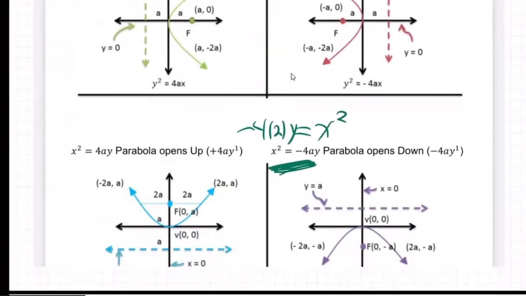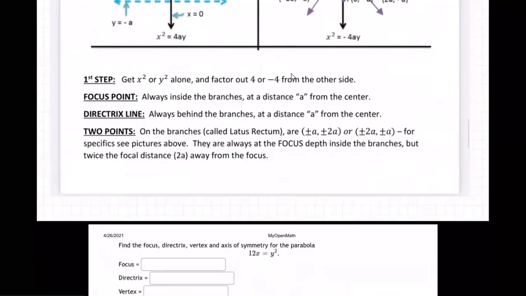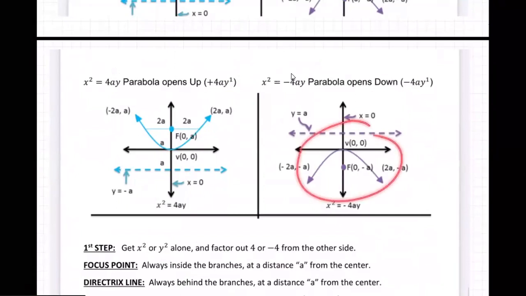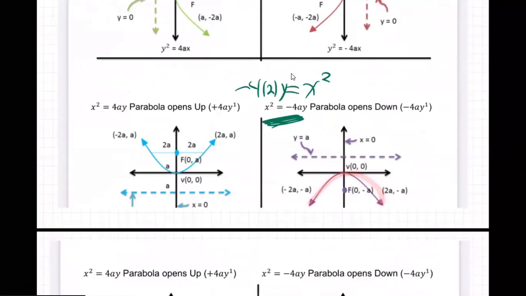Well, that's where I'm telling you right here in the notes. I'm telling you 2 points on the branches, called latus rectum points, are plus or minus A or plus or minus 2A, like this. See the pictures. They are always at the focal depth inside the branches, but twice the focal distance away from the focus. So notice you can see them, the 2A, 2A. Which one are we on? We're on this one that goes down. So ours are going to be 2A, negative A and negative 2A, negative A. But anyway, I wouldn't memorize it that way. I would just take a look. It's at the focal depth, twice the distance.